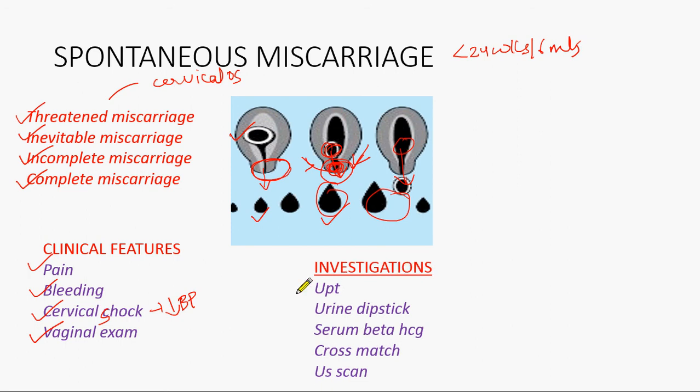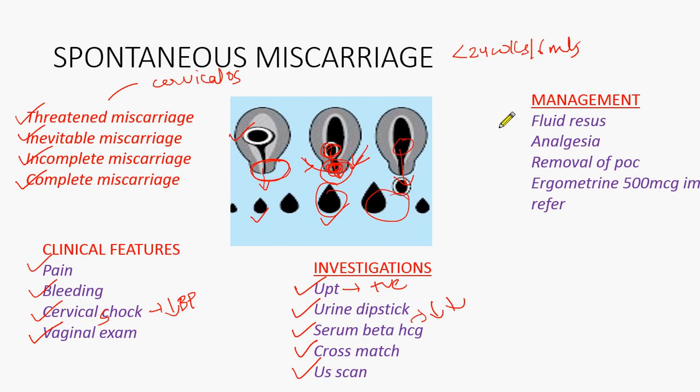What are the investigations you do? You do a urine pregnancy test just to be sure. Sometimes you can have a positive beta HCG. That does not mean that the fetus is viable, because with products of conception, it takes time for the serum beta HCG to fall down, or urine beta HCG. Then you do a urinary dipstick to find out if there is any UTI, and serum beta HCG, because serum beta HCG in miscarriages will progressively fall down. So serial beta HCGs. And cross match if there is excess bleeding, and you do a transvaginal ultrasound scan to look at the products of conception.